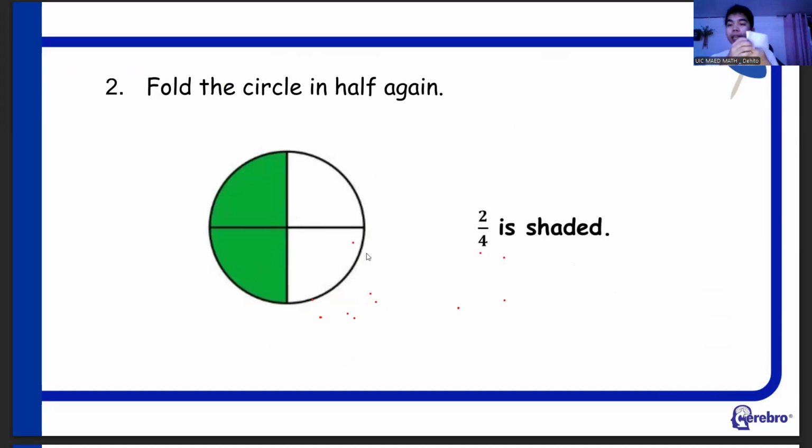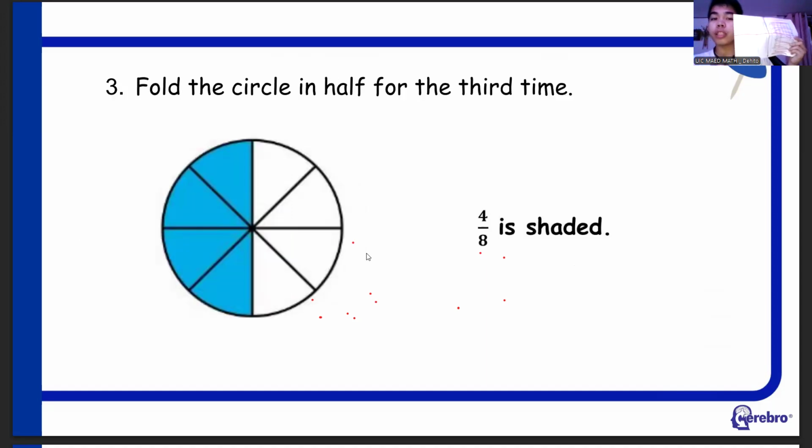Fold the circle in half again. So, I'm gonna fold it in half again. I now have four equal parts, and two of those equal parts are shaded. This one. Let's illustrate properly. Ayan. I have four equal parts, and two of those parts are shaded.